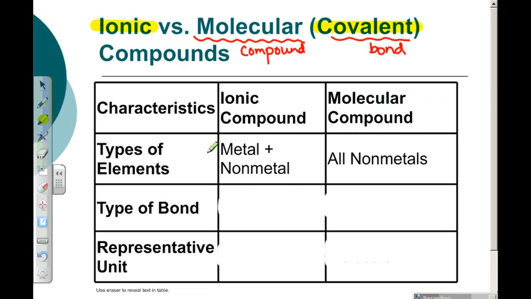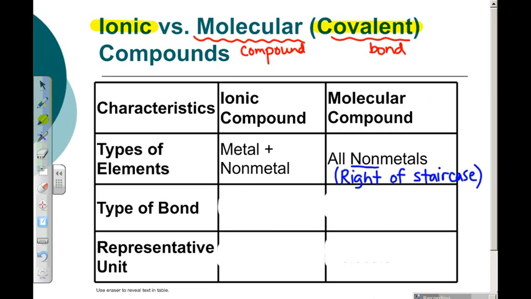This is a good time to remind you of where metals and nonmetals are found on the periodic table. Nonmetals, remember, are found on the right side of the staircase on the periodic table. The staircase is the divider between the metals and the nonmetals. So in a covalent bond, you have two elements from the right side of the periodic table, and in an ionic bond, you have one from the left and one from the right.